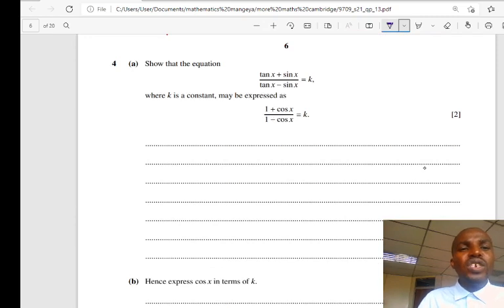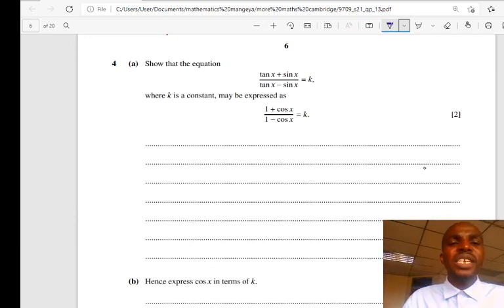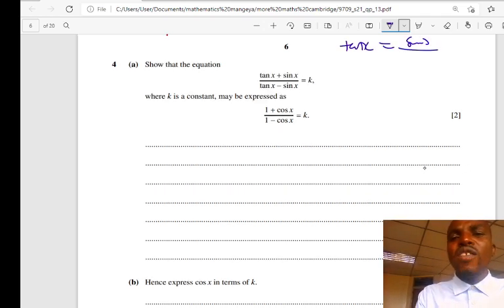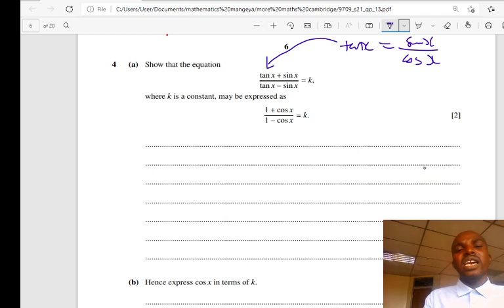Question number 4. Show that the equation tan x plus sin x over tan x minus sin x is equal to k can be expressed as 1 plus cos x over 1 minus cos x is equal to k. Right? Use identities here. For tan x is equal to sin x over cos x. So this is the one that you have to use, substituting where there is tan x here and here where there is tan x. That substitute, then you can simplify.